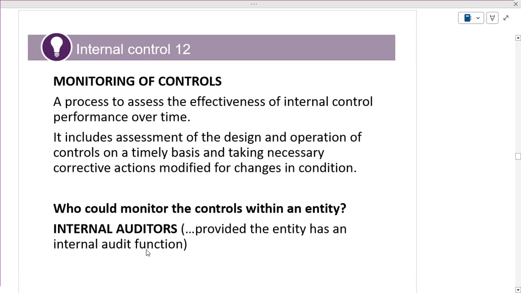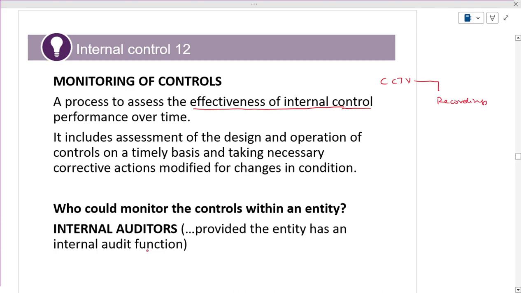Now, the last one, monitoring of controls. What are they? A process to assess the effectiveness of internal controls. We have controls. We have a CCTV camera. I will take it as an example. You have a CCTV camera, but there should be recordings.